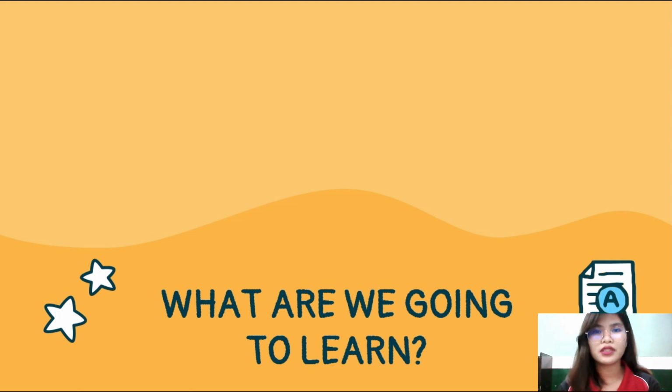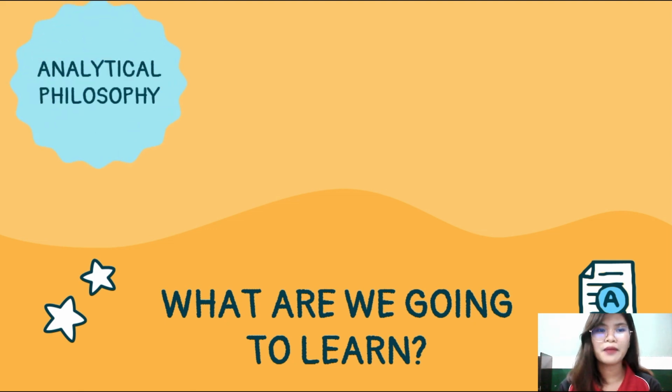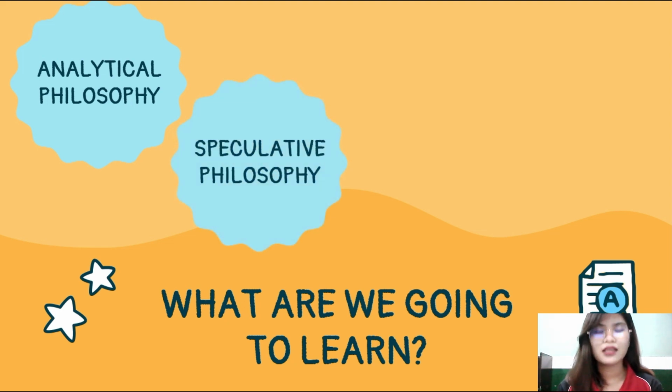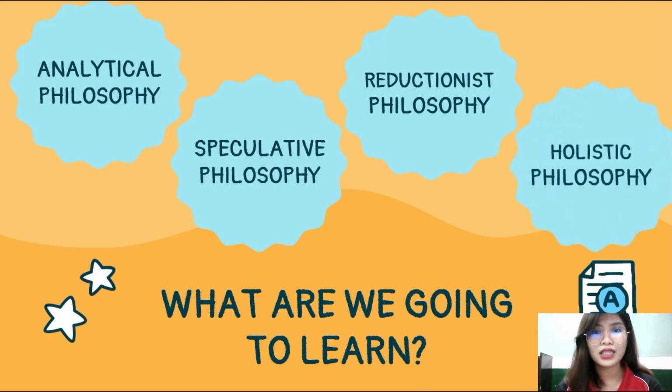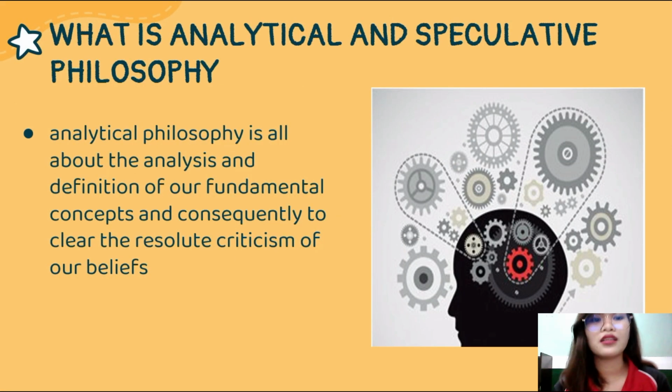Okay? So, what are we going to learn? First, we will learn all about analytical philosophy. Next, we will learn about speculative philosophy, reductionist philosophy, and last, we will learn about the holistic philosophy. Alright? So, again, itong apat na to, makakatulong ito sa pag-intindi nyo pa kung paano intindihin yung isang tao and at the same time, paano ka magkakaroon ng holistic perspective by using these approaches in philosophy. Alright, let's start with analytical and speculative philosophy.